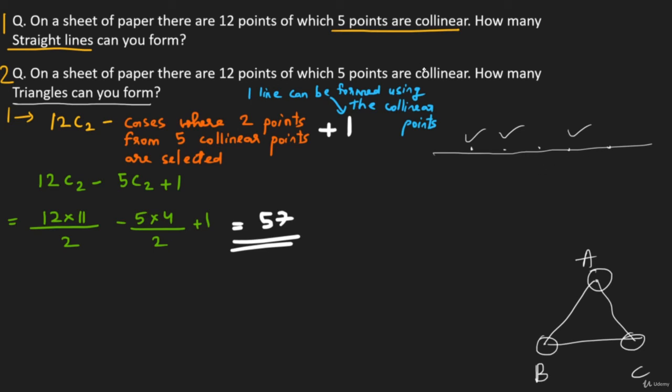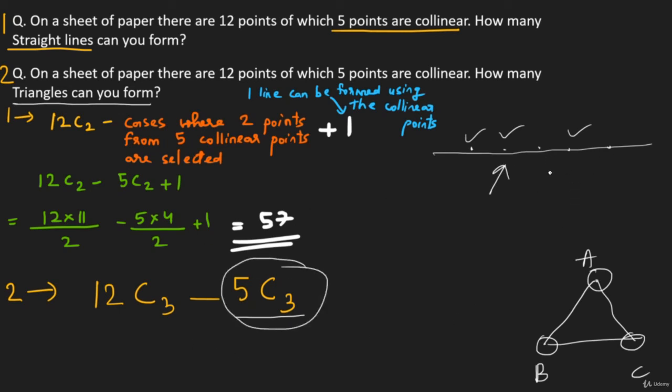Therefore, the answer to this question is 12C3, which is the number of ways of selecting 3 points from 12 points, minus 5C3, which is the cases where 3 points are selected from the 5 collinear points. And I have to subtract this because, as we discussed over here, if I select 3 points from the 5 collinear points, I will not be able to form any triangle. Therefore, the answer is 12C3 minus the violating cases, which is 5C3.